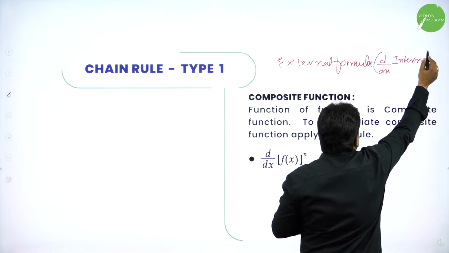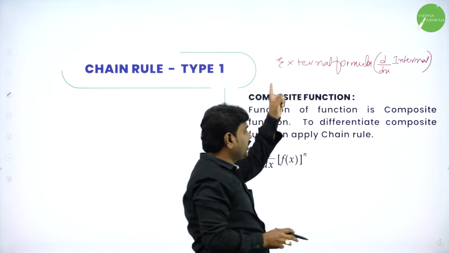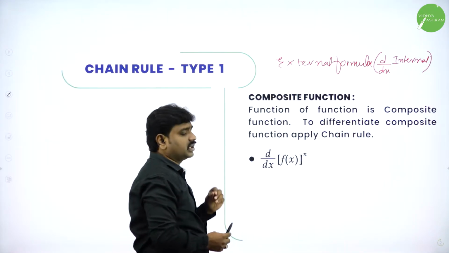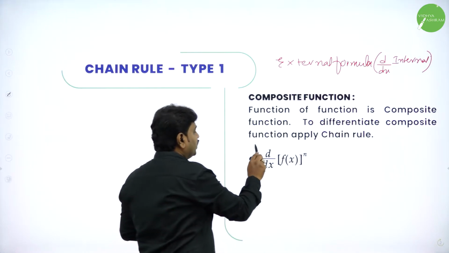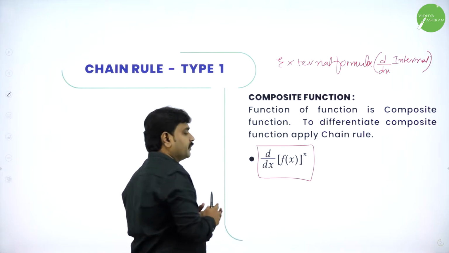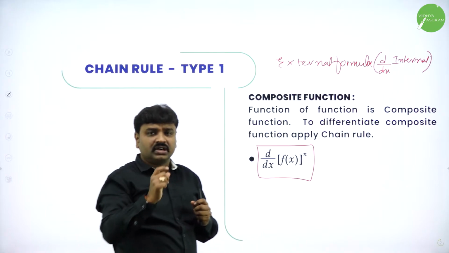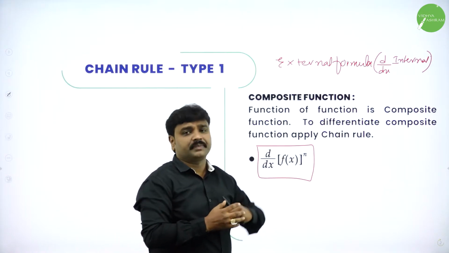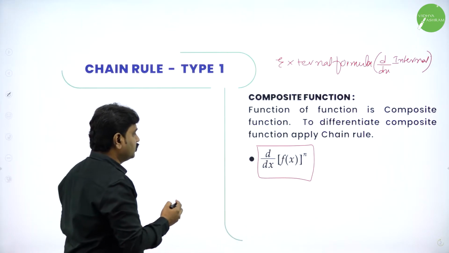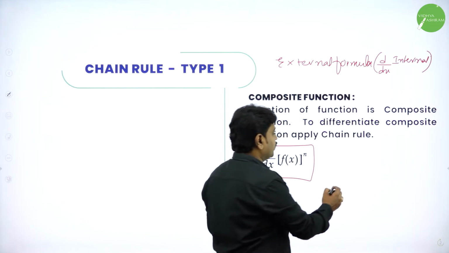This is the chain that continues. To make you understand this statement better, we will take example. Type 1, d by dx of f of x power n. What is type 1? Differentiation of function power n.